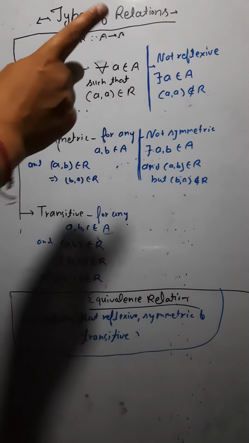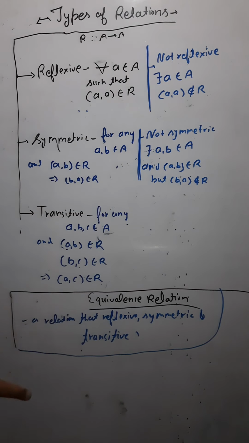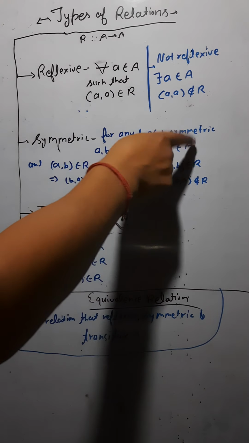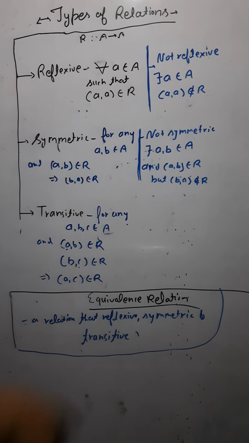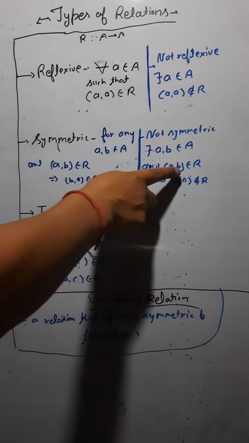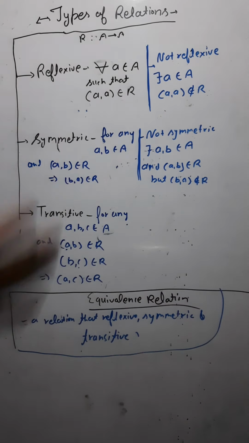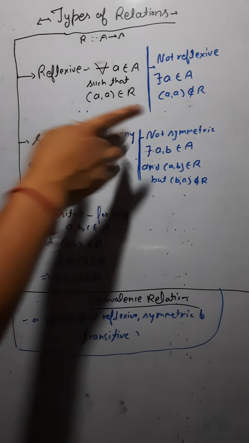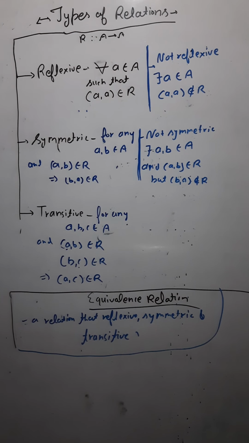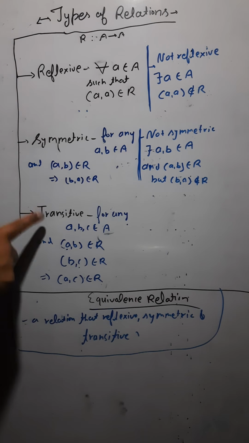Are you getting this? If there exists (a,b) which belongs to the set A, and the ordered pair (a,b) is there in the relation, and the ordered pair (b,a) is not there in R, then you would be calling such a relation not symmetric. Are you getting this? Very good.